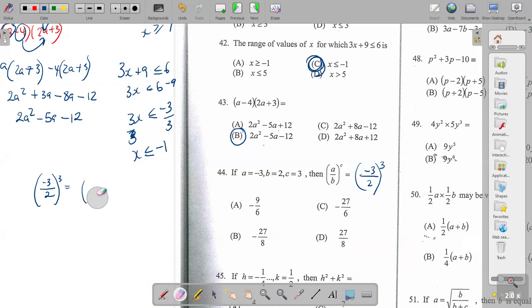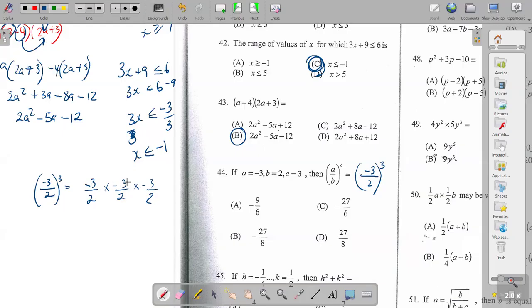So let me just jump right into it. So that will be negative 3 over 2 times negative 3 over 2 times negative 3 over 2. This is an odd number. The power is odd. So remember, when the power is even, your answer is going to be positive. When your power is odd, your answer is going to be negative.